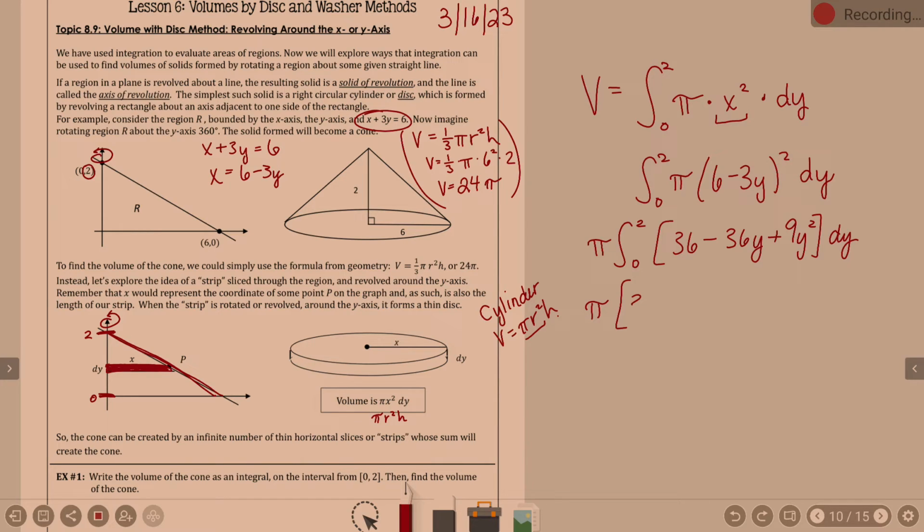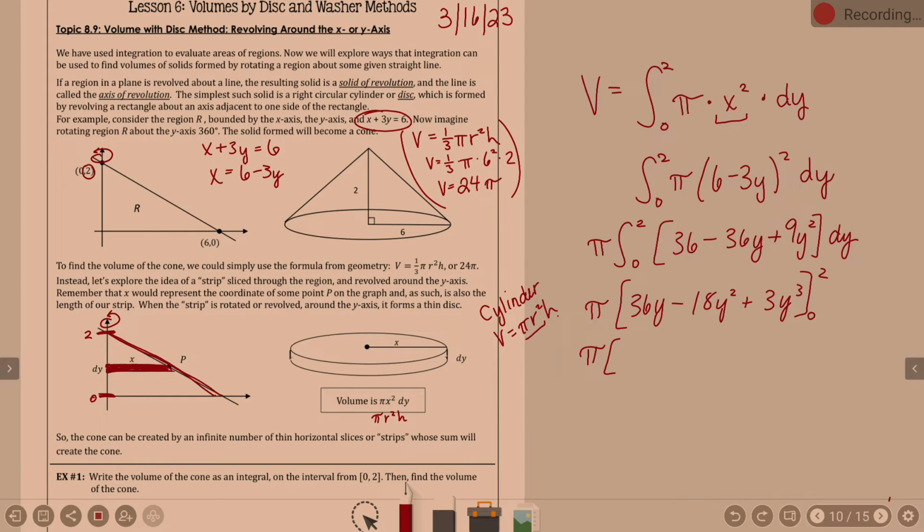Integral of 36 is 36y. Minus 36y becomes y squared, divide by 2, 18y squared, plus 9y squared becomes y to the third, divide by 3, and it's 3y cubed. Evaluated from 0 to 2. Okay. Plug the 2 in, subtract, plug the 0 in.